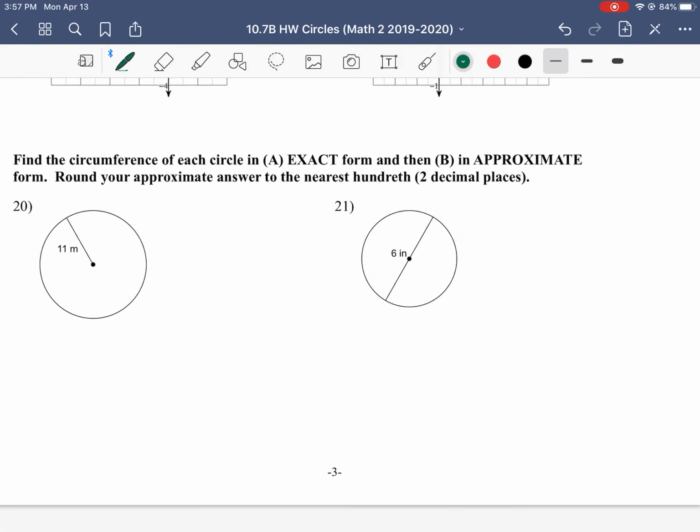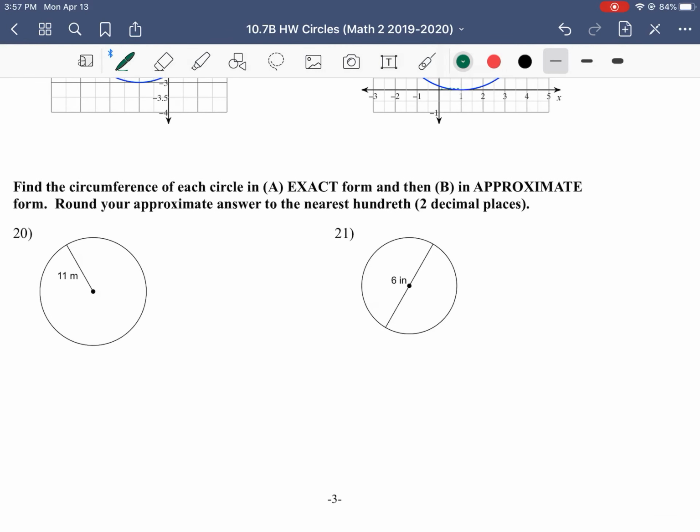All right, jumping down, this is the area and circumference that we talked about today, kind of the newer part. This says find the circumference. So immediately, again, if I'm finding circumference, I'm going to think about the equations I was given. Circumference is either the diameter times pi or 2 pi r if I know the radius. Okay, and we're going to leave it in exact form first and then write it in approximate form. And we're going to round our approximate answer to 2 decimal places.